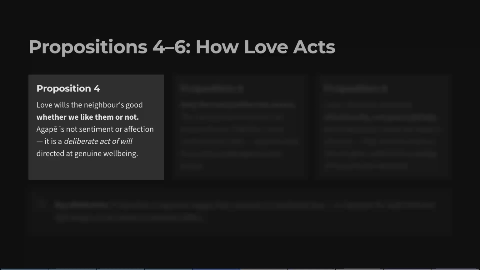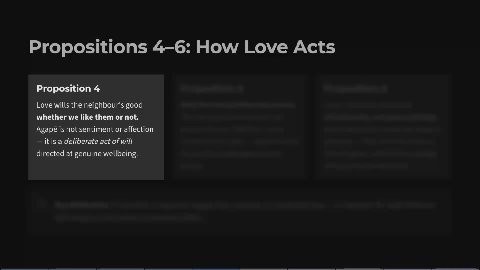This proposition does something philosophically crucial. It separates agapē from every other form of love. Agapē is not sentimental. It's not affection. It's not a warm feeling towards someone you happen to like. It's a deliberate act of will directed at the genuine well-being of another person, regardless of whether you like them, know them, or have any emotional connection to them at all. This is the love of enemy as well as friend.